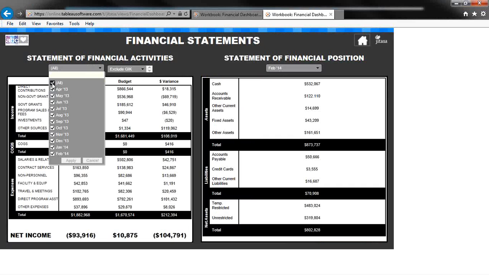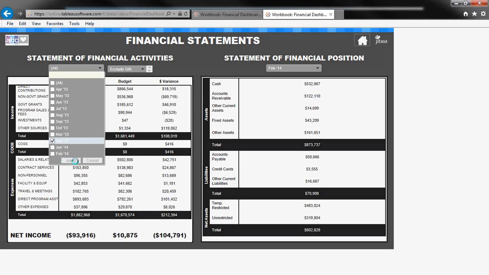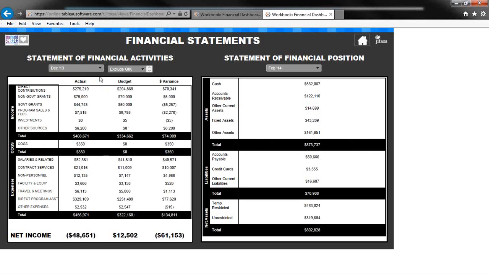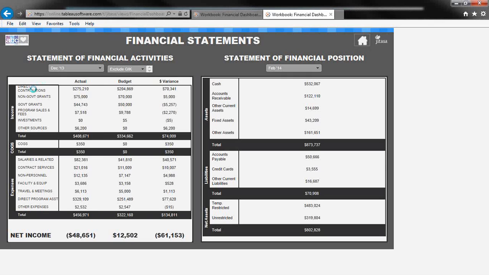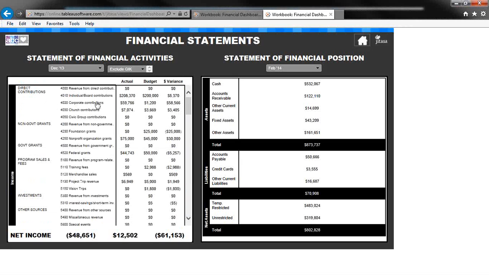Let's change the time period of that financial to only show December. When you do that, you'll see the direct contribution line. We had an actual of 275 versus a budget of 204, and it was 275 or 408. Like we noticed before, that was a big driver. Now let's go into direct contributions in more detail and find out what has been driving those numbers. When you look at the sub-accounts, the big driver has been the individual board contributions and the corporate contributions, and those made up a large part of that total number.